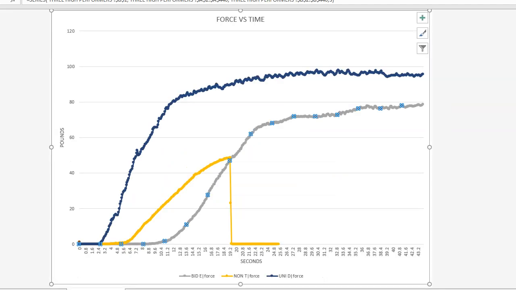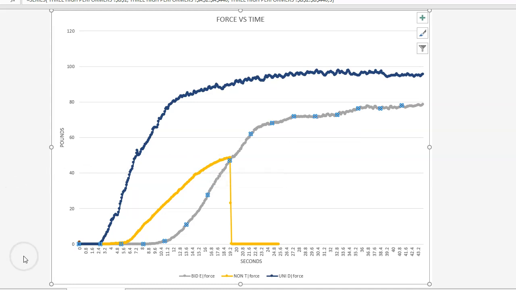So these are the traces of force over time. These are the force measurements over the seconds for unidirectional, bidirectional, and foam with nothing else. Okay, so that's what we're looking at.